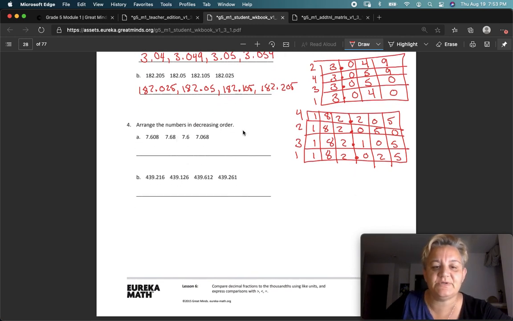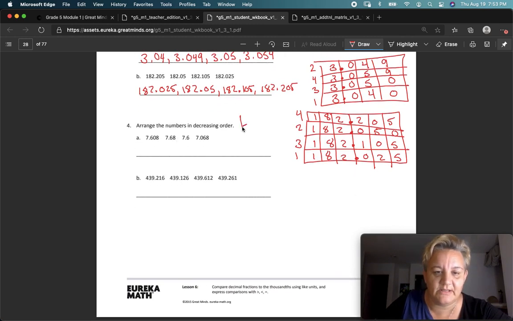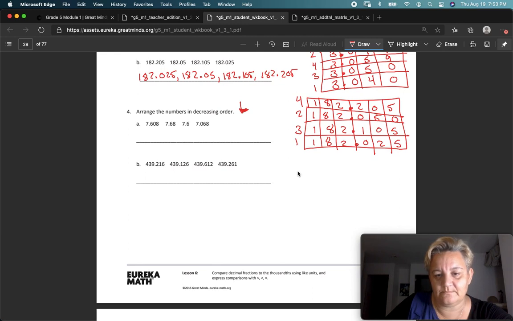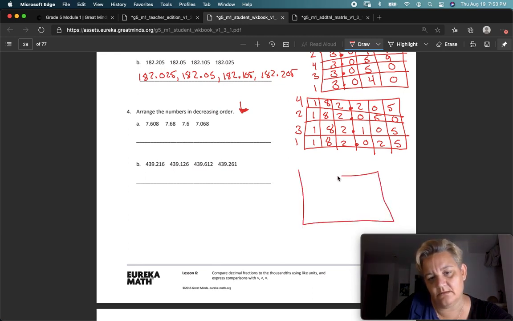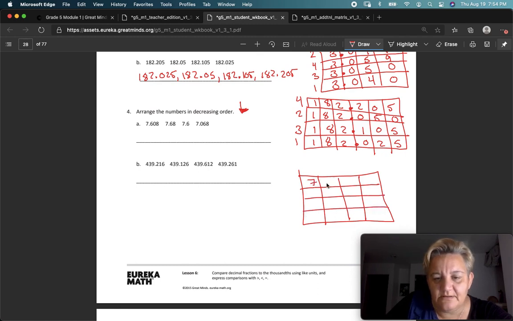Okay, now we're going to do decreasing order. So we're going to put the largest number first and then go backwards. Okay, so seven and 608 thousandths. The next one is 7 and 68 hundredths. The next one is 7 and 6 tenths. The next one is 7 and 68 thousandths.